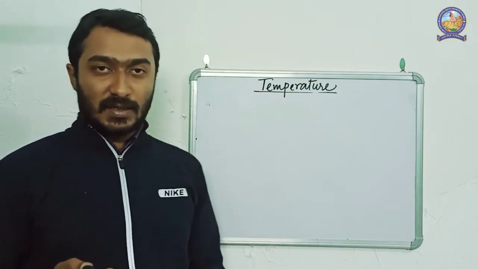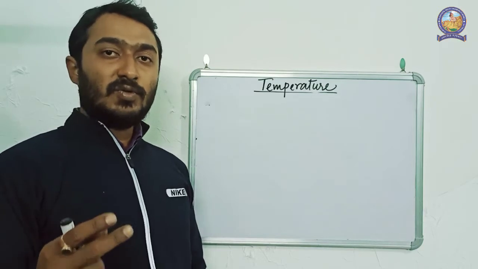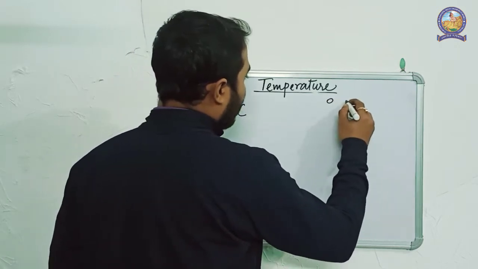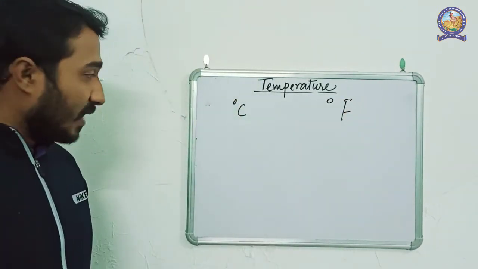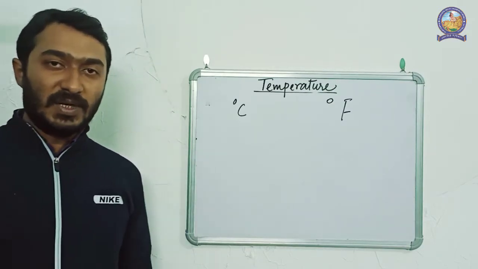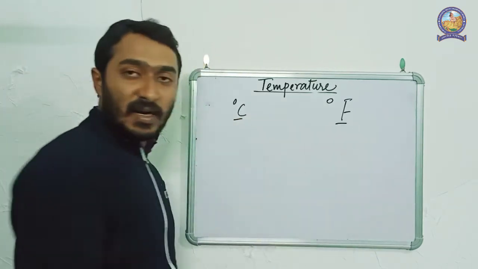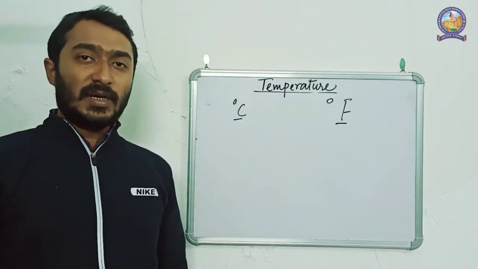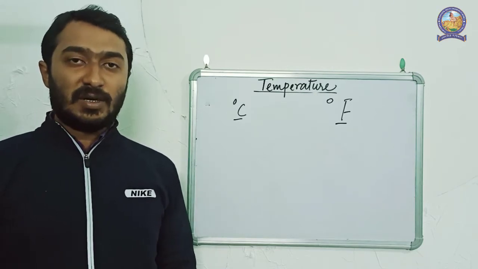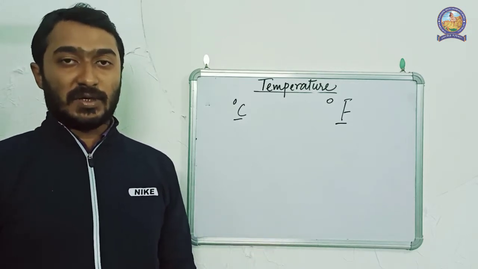So how can we measure it? The two popularly known units to measure temperature are degree Celsius and degree Fahrenheit. This is measured using a device called a thermometer. So what is a thermometer? A thermometer is a device which is used to measure temperature either in degree Celsius or in degree Fahrenheit. In a thermometer there is mercury filled inside, and by expansion of mercury the temperature is indicated.